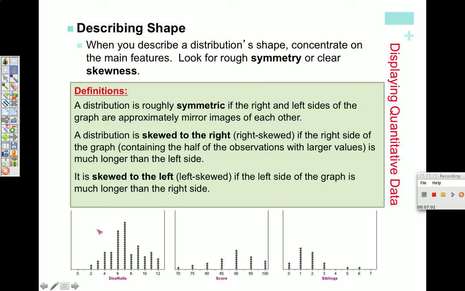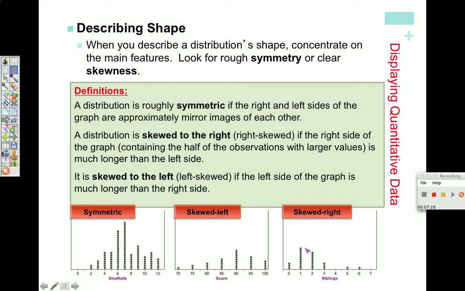So this first graph down here is roughly symmetric. We can see that the two sides are about the same. Think of it as being a mountain. The two sides of the mountain are pretty much the same. There's small differences, but we don't really pay attention to that with actual data. We're expecting that. The second one is skewed left. The left side of the mountain is way longer than the right side of the mountain. And the third graph is skewed right. The right-hand side of this mountain is longer than the left side of this mountain.